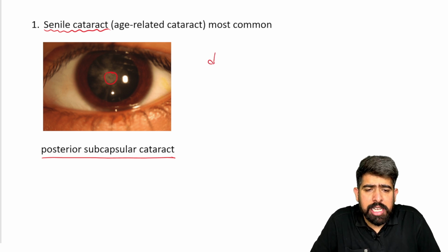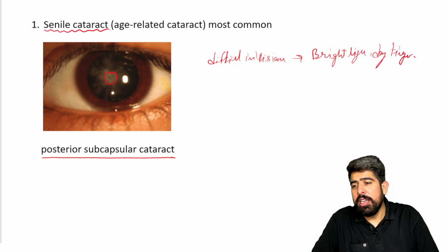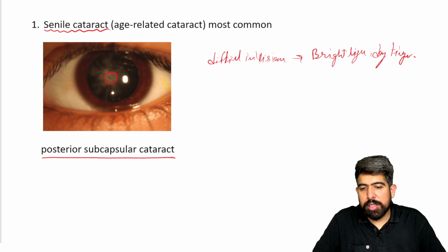If we're talking about this, the patient is having difficulty in vision. Again, tell me, where will be the difficulty in vision? Bright light or dark light? As it is central, it will be in the bright light, or the daytime. The patient is having difficulty in the daytime. So this is known as your posterior subcapsular cataract.